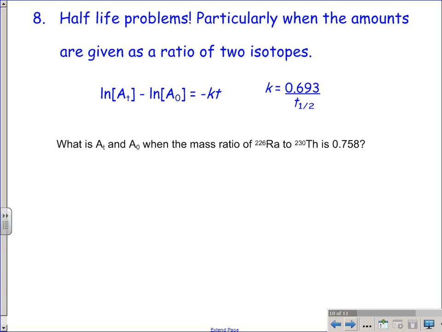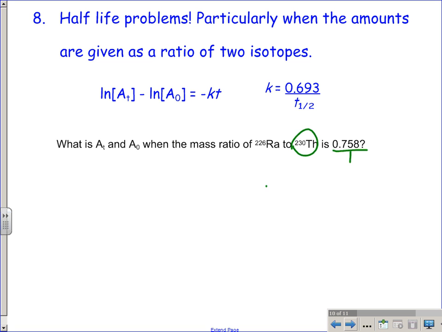So let's say the mass ratio of radium, radium 226 to thorium 230 is 0.758. So we're talking about a ratio. Remember, it's hidden, but that means 7.58 to 1. So basically, which one of these is larger? Well, this one is, so that's what's decaying.